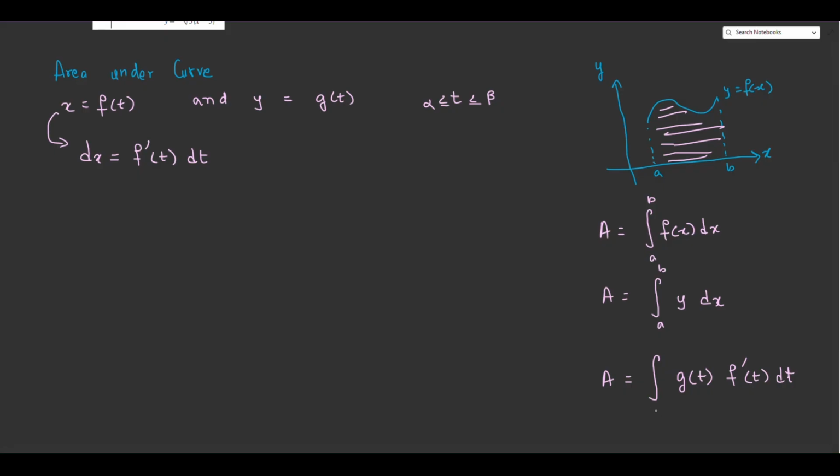And what are the limits of integration? The limits of integration are from alpha to beta. So this is the formula for finding the area under parametric equations. By this formula we can find this area. Okay, so let us do some problems related to this.